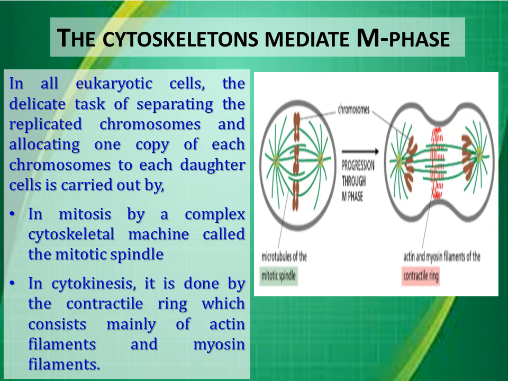The figure shows the two transient cytoskeletal structures that mediate M phase in animal cells. The mitotic spindle assembles first to separate the duplicated chromosomes. Then the contractile ring assembles to divide the cell into two. Whereas the mitotic spindle is based on microtubules, the contractile ring is based on actin and myosin.